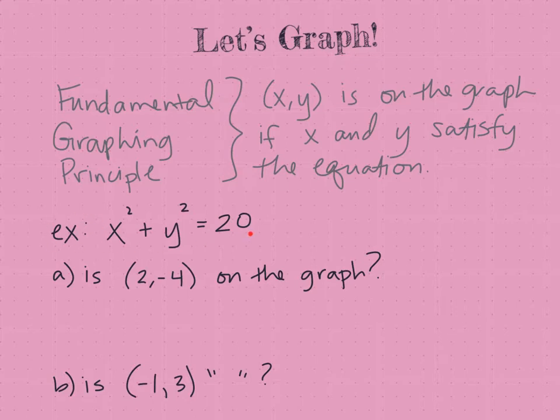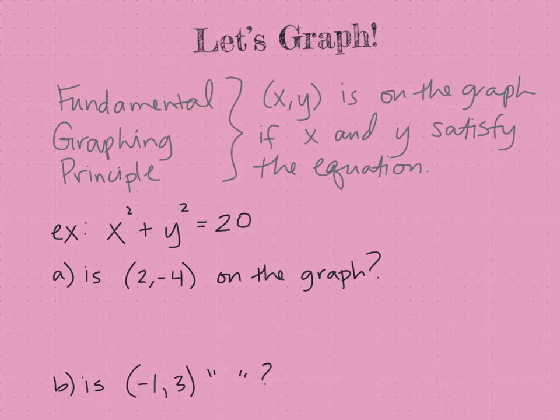I just made this up. This is a circle with a radius that is the square root of 20. And it's centered at the origin. And you don't need to know that yet. We'll learn about that later this year. But this is a circle. And we want to know in part A, is the coordinate point 2, -4 on that circle? Is it actually on our graph?